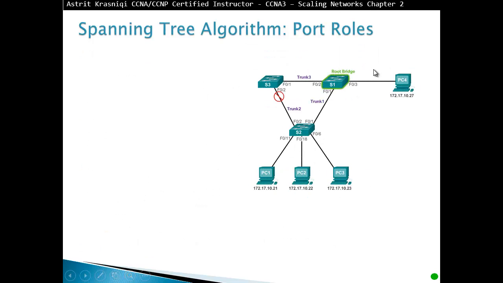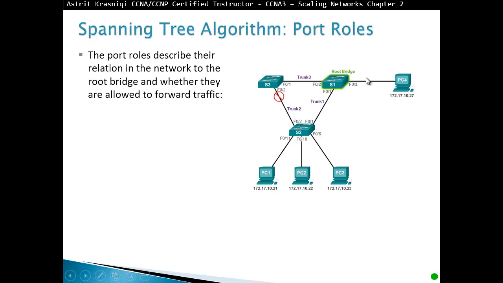So we did the election here, and this bridge here, switch 1, became the root bridge. The port role describes the relation in the network to the root bridge and whether they allow traffic or not. So we have to find out, okay, what are the port roles?